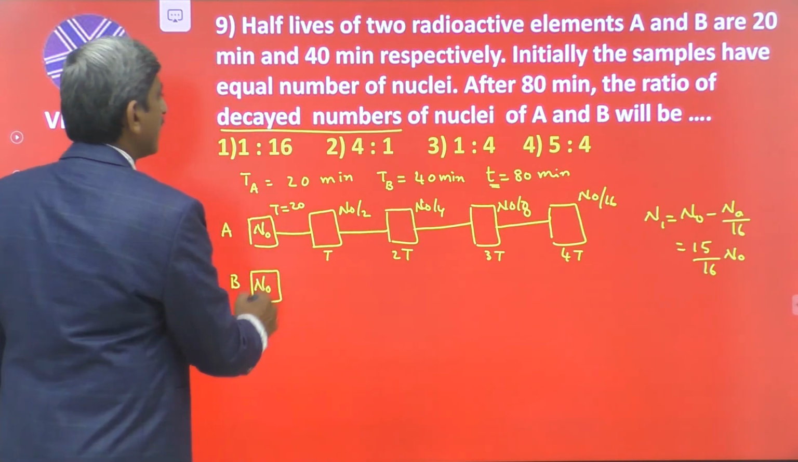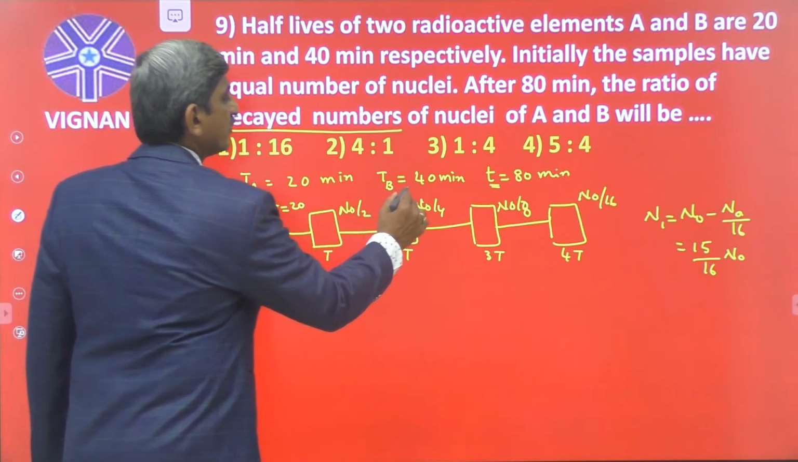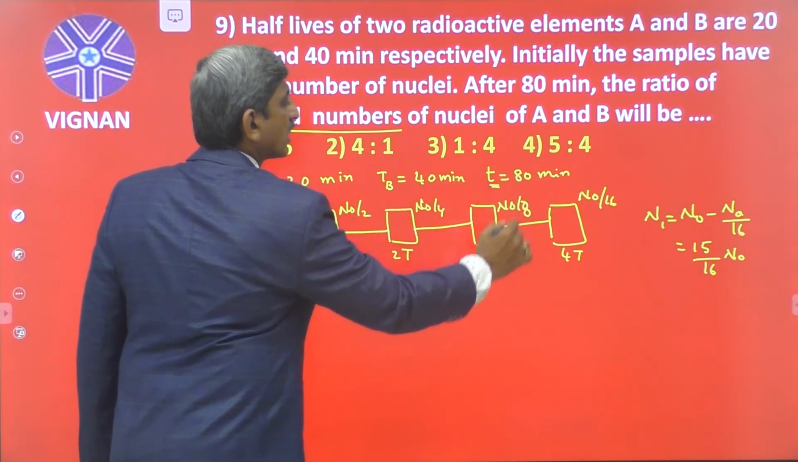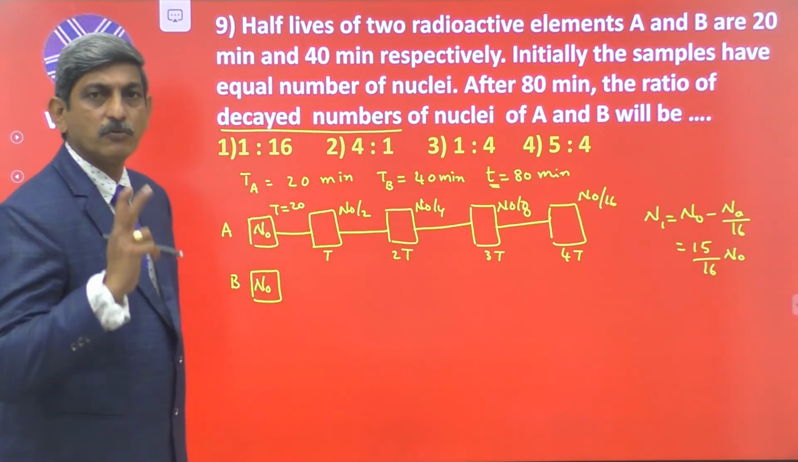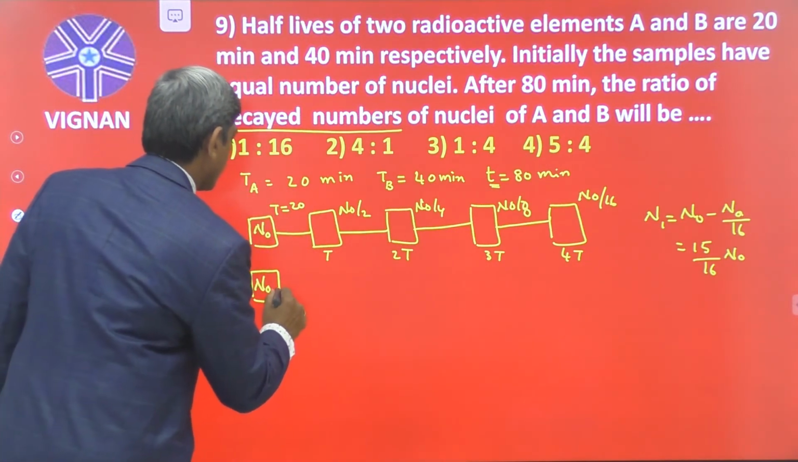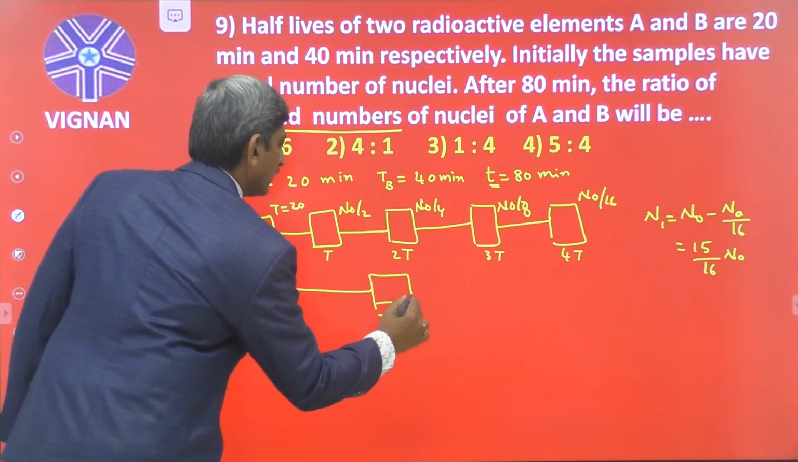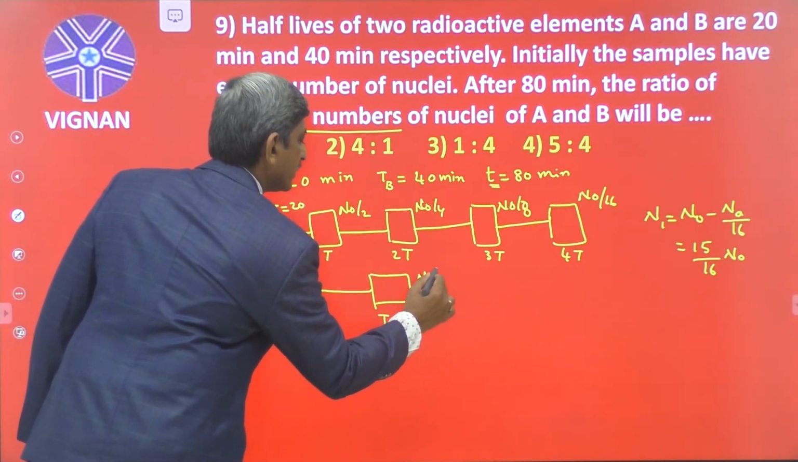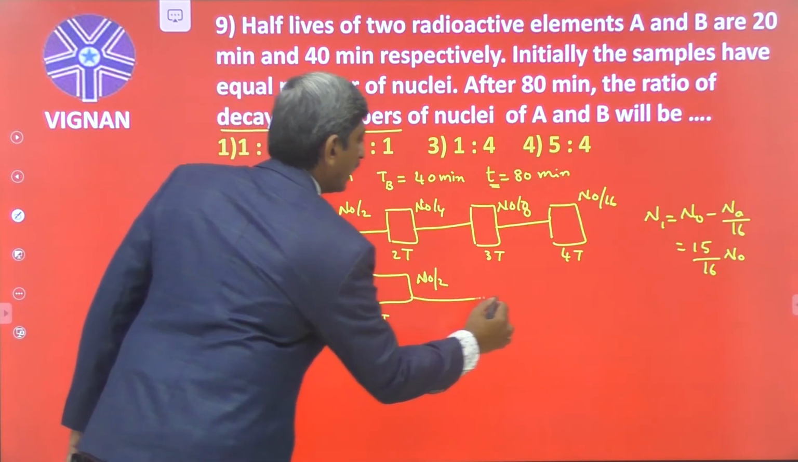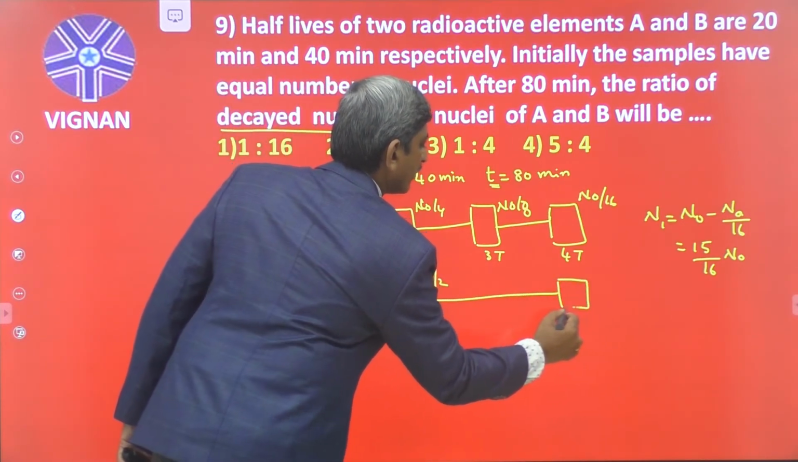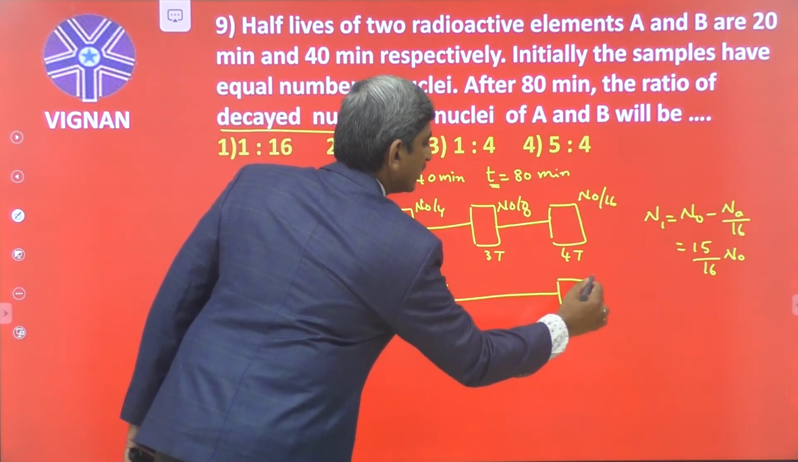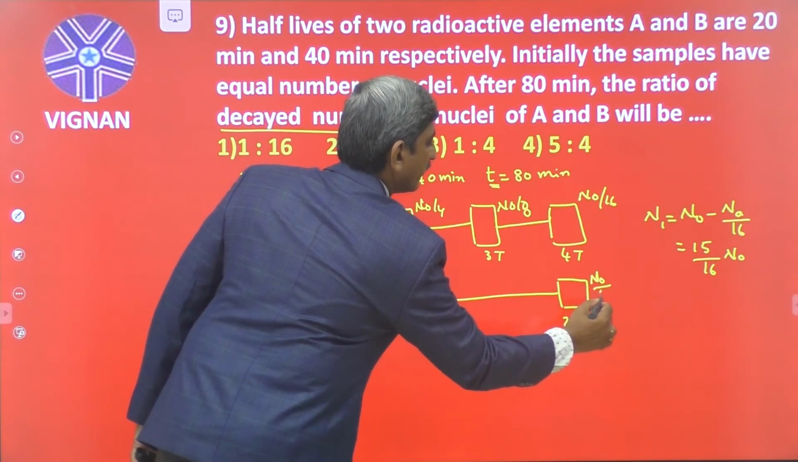Similarly, for the sample B, the half life time is equal to 40 minutes, the total time is equal to 80 minutes, that's why there are only 2 half lives. That's why after 1 half life, the number of the radioactive nuclei present is equal to N0 by 2, and after second half life, the number of the radioactive nuclei is equal to N0 by 4.